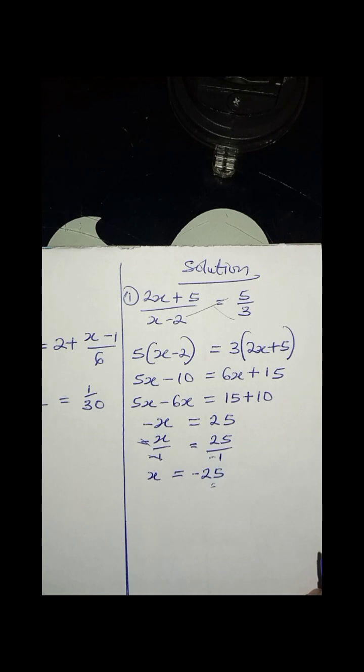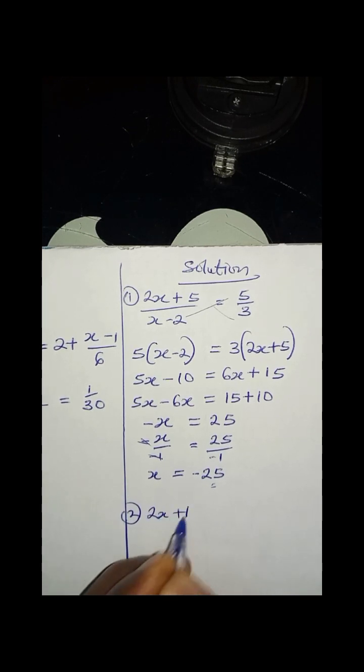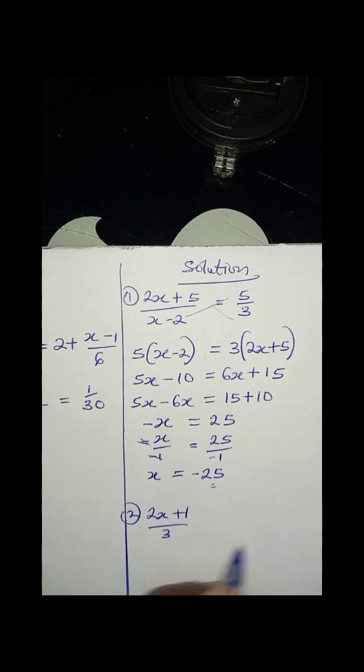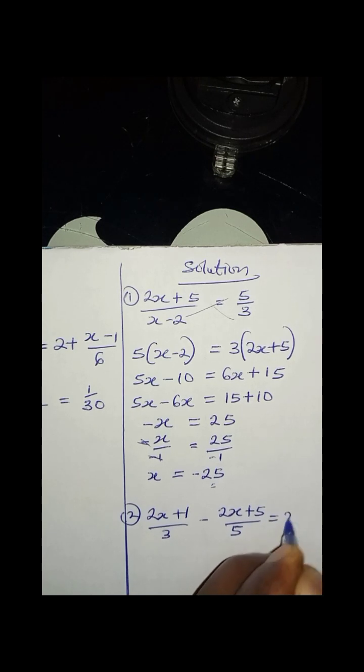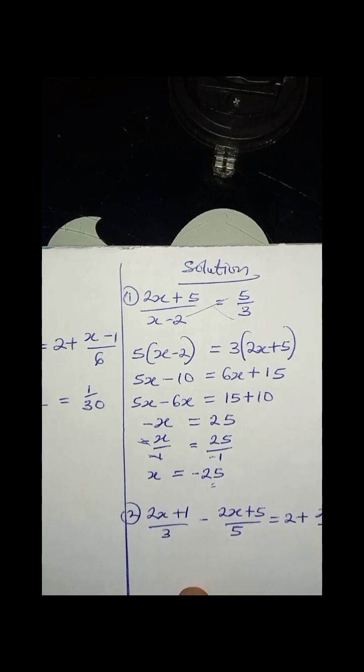Alright, so we're going to answer the next question, which says 2x plus 1 over 3 minus 2x plus 5 over 5 is equal to 2 plus x minus 1 over 6.